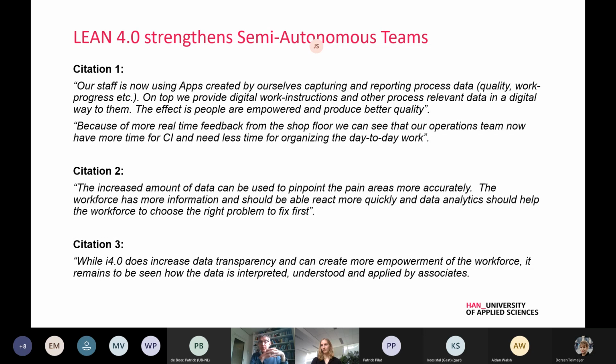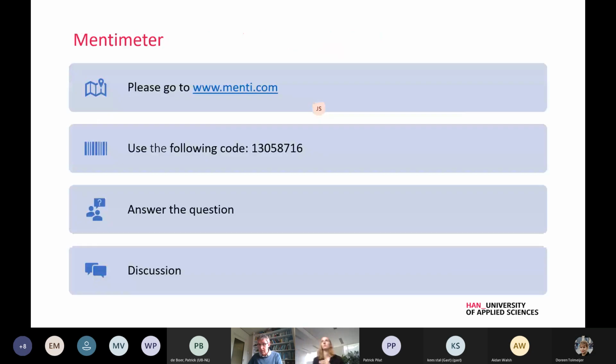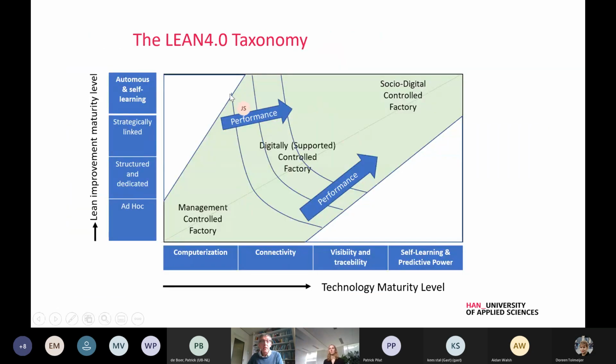Well, fully connected. Let me go very quickly. Here you see you can have a high lean maturity without having a lot of connection, probably. But I think connectivity and a lot of information helps you to improve your value streams and to make your value streams better. So I believe that a high connectivity is important.